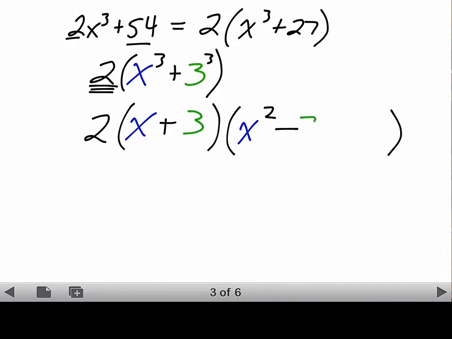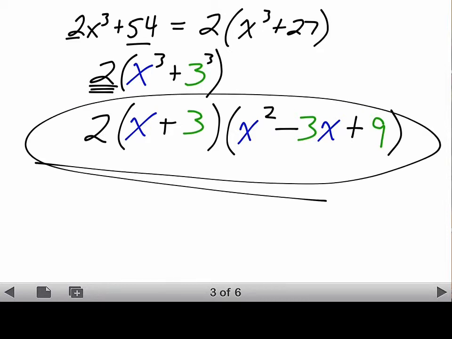Multiply the x times 3. I'm going to put the 3 first, just because of convention. And then finally, the last term is always positive, plus 9. At this point, we have the final answer. But we can examine this just a little bit.